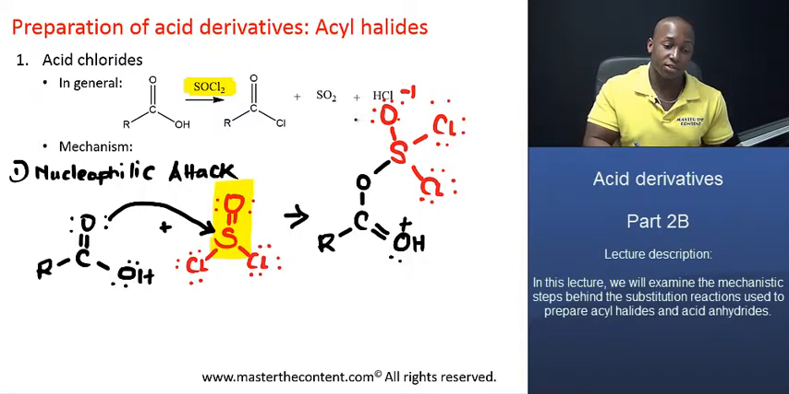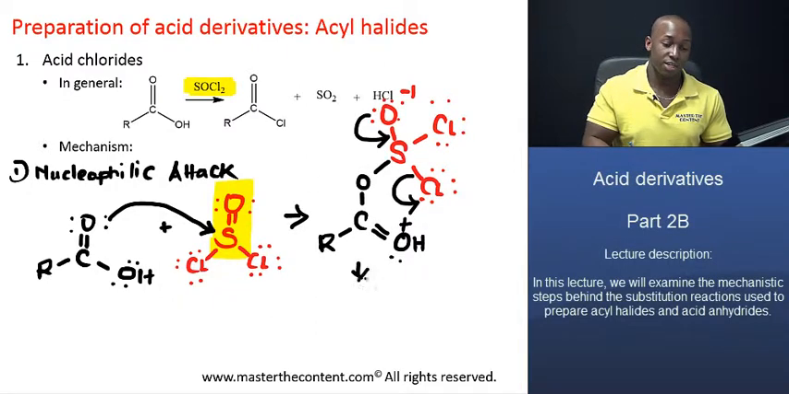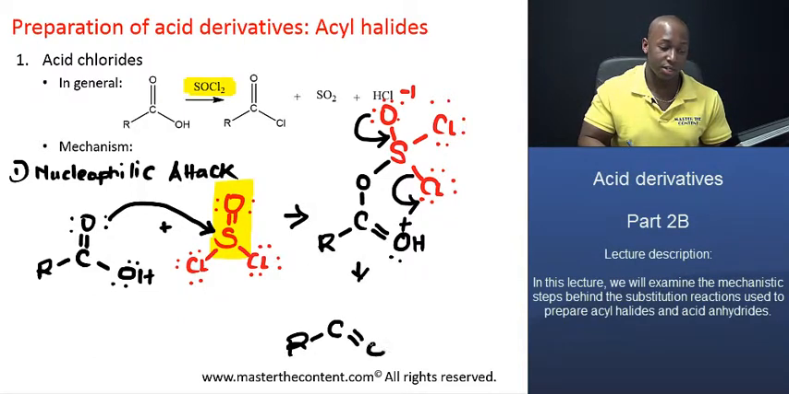This intermediate is going to collapse. A pair of electrons is going to come down to restore the thionyl group, to restore the double bond between the sulfur and the oxygen. And as that happens, a chloride ion is simultaneously going to leave or exit the structure, resulting in the formation of yet another intermediate that looks something like this. So I'm just going to quickly draw that out.